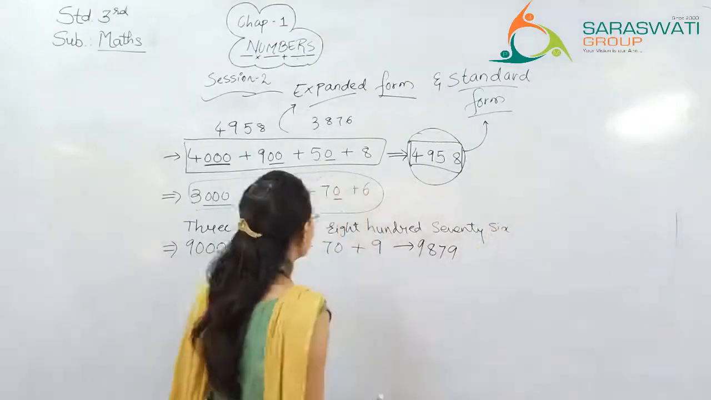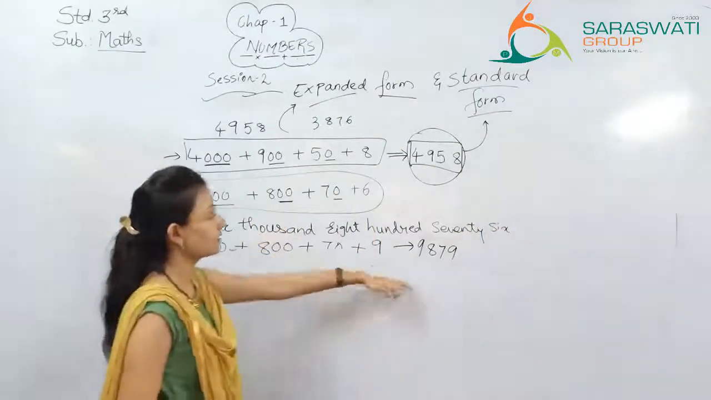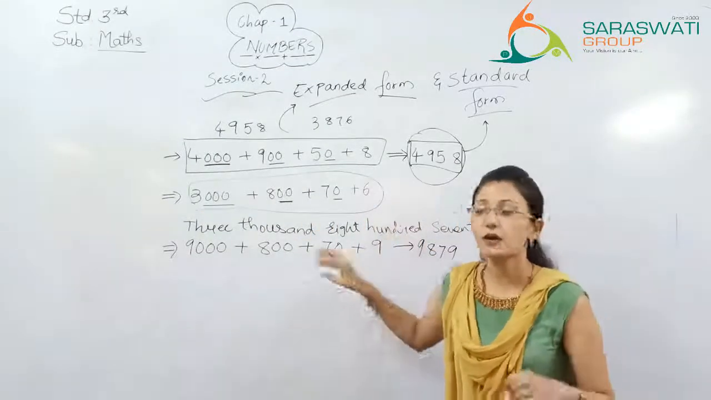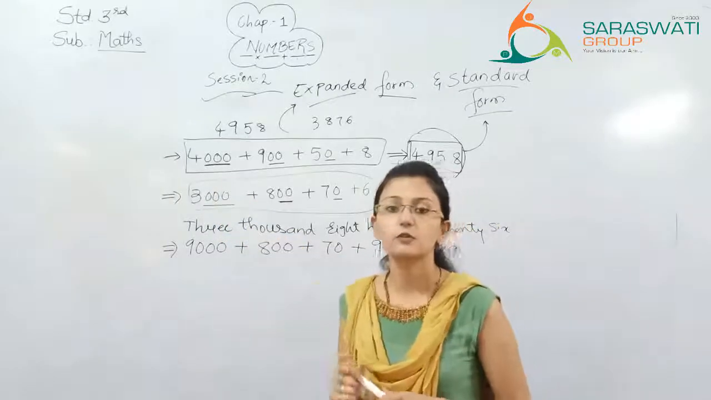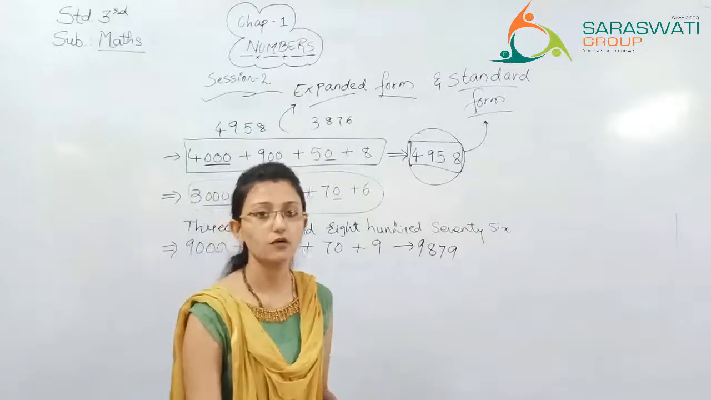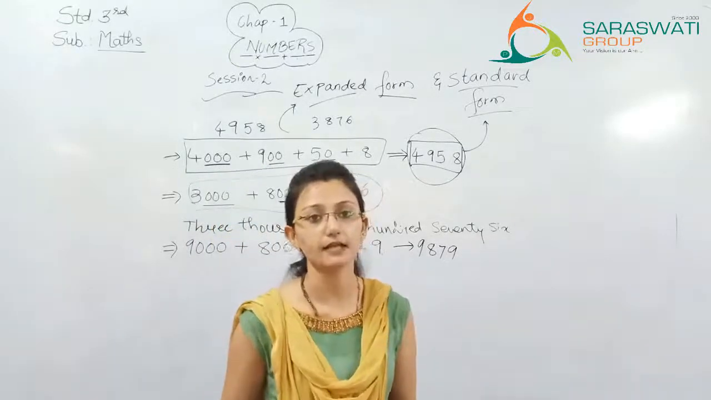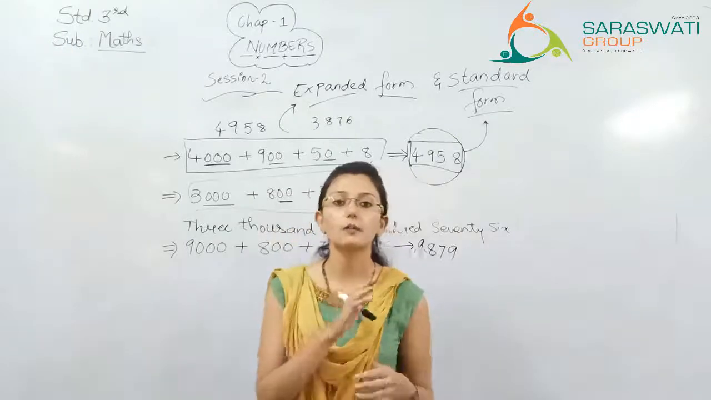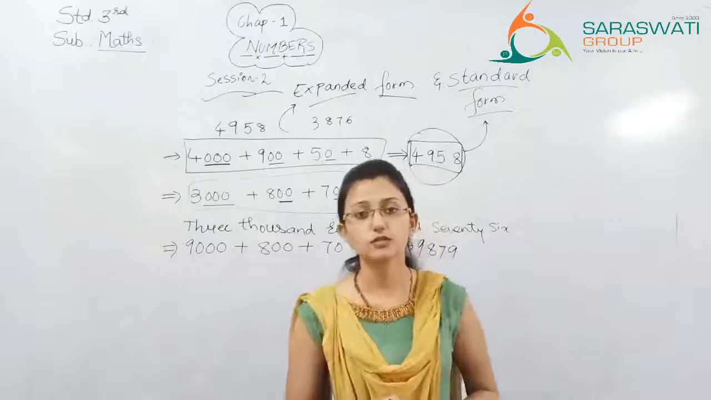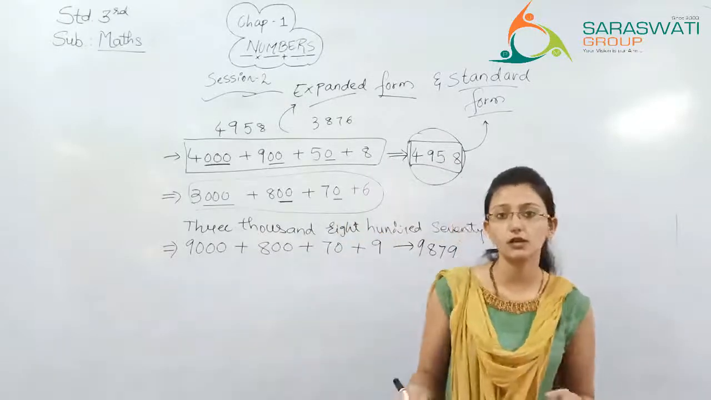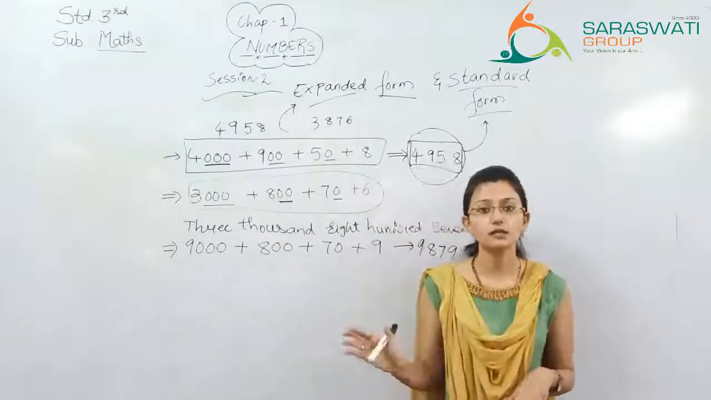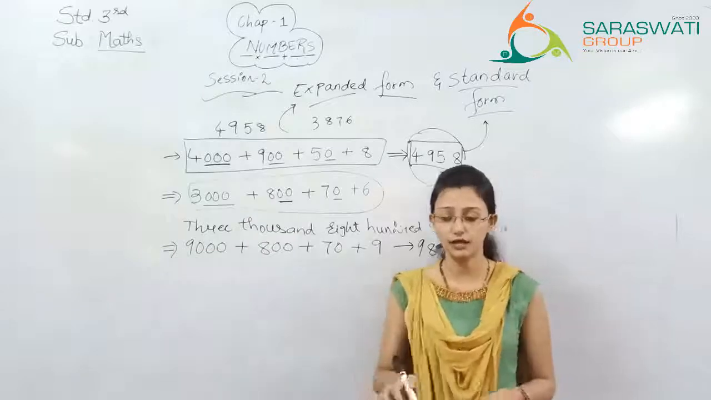3876. You will write like this, 3876. This would be the number name of an expanded form and this would be your expanded form. So students, this is your exercise number 1, question number 1. The second one is filling the blanks. In filling the blanks, you have to complete the following blanks in which you have been given the questions. Read the questions properly and then write your answer accordingly.